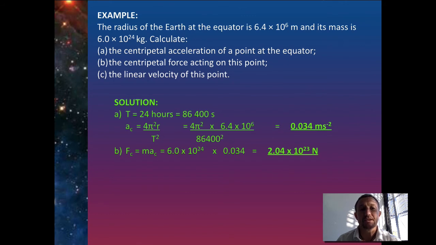So I've now found my centripetal acceleration. I've also found my centripetal force. Now I want to find my linear velocity. Well, we know that velocity equals 2 pi r over t. I know what my radius is. It's 6.4 times 10 to the power of 6, divided by the time in seconds, which is 86,400 seconds. So at a specific point on the radius of the Earth on the equator, I would be travelling at 465 meters per second.